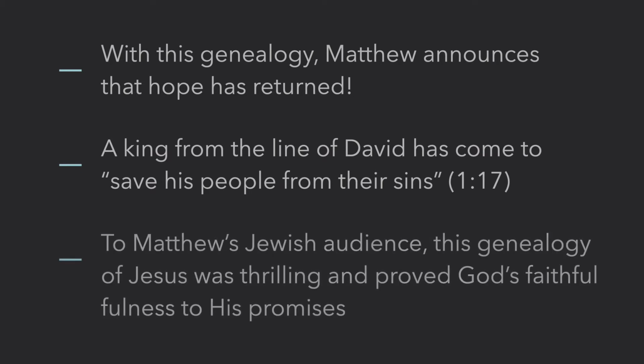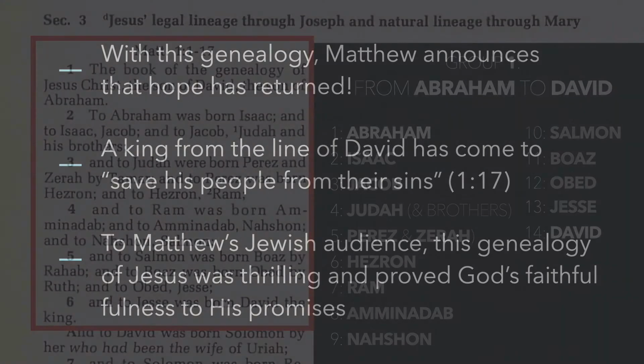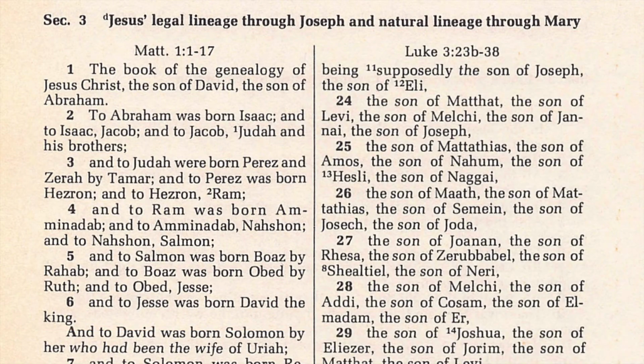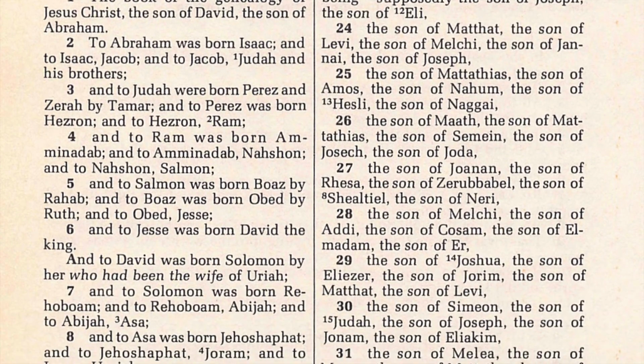So to Matthew's Jewish audience, remember, his gospel is that Jesus is the Messiah. He starts with the genealogy because this genealogy must have been thrilling, and it proved that God was faithful to his promises. So important to realize that this structure of this genealogy leads toward Matthew's fulfilling of his purpose of showing that Jesus is truly the Jewish Messiah. So that's that first group right there. Let's slide down to the second group.